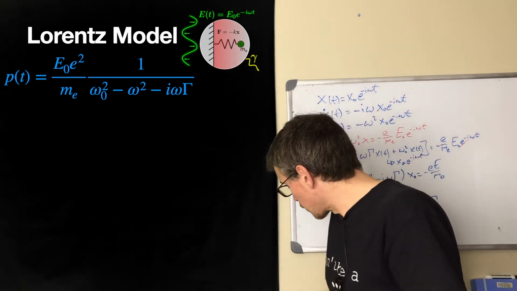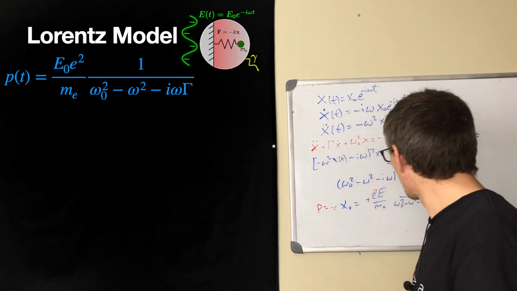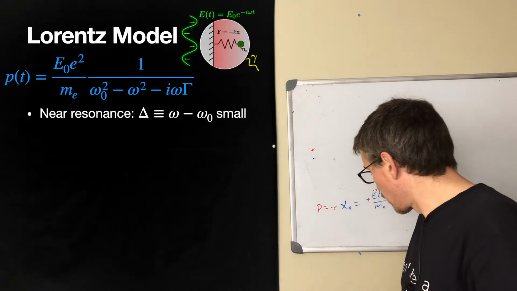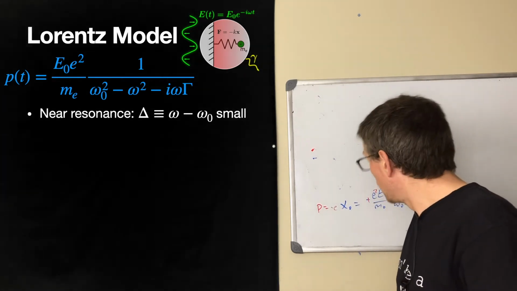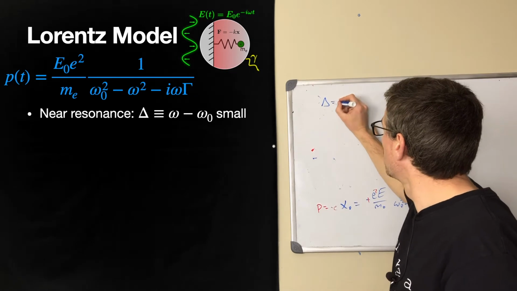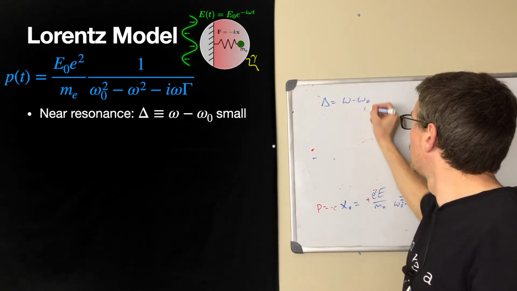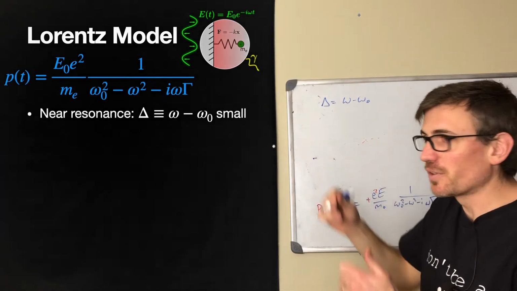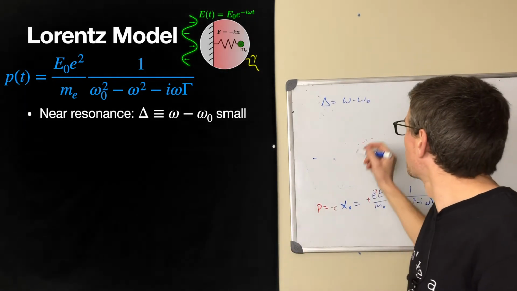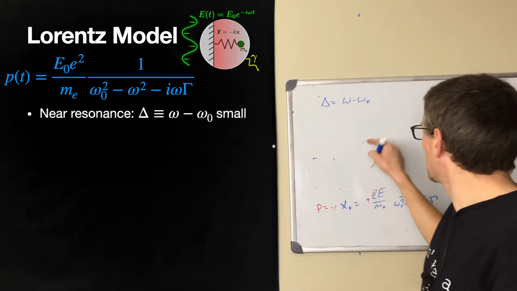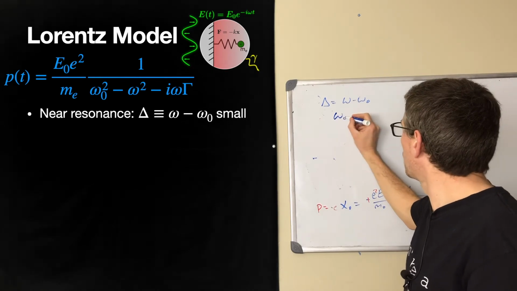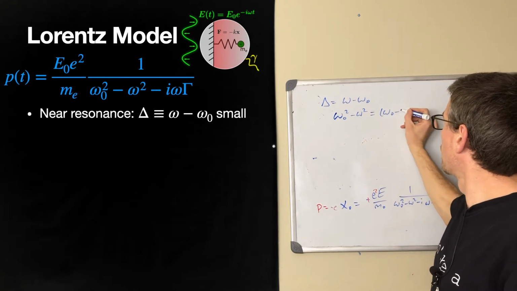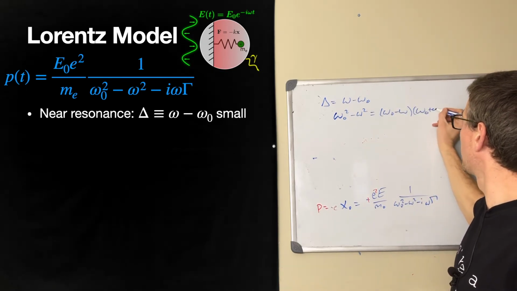Okay, so let's look at the special case first of all when we're near resonance, where this term, which we call delta, is very, very small. So we're going to call delta how much higher we are than the natural frequency. If delta is positive, we're at a faster frequency than the natural frequency. If it's negative, we're at a lower frequency. All right? So in this case, if omega is approximately equal to omega naught, we have this term here, omega naught squared minus omega squared, which is equal to omega naught minus omega times omega naught plus omega, just by factoring.